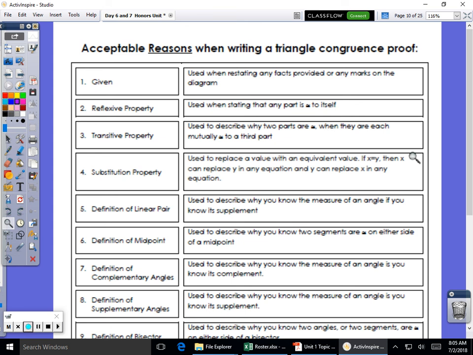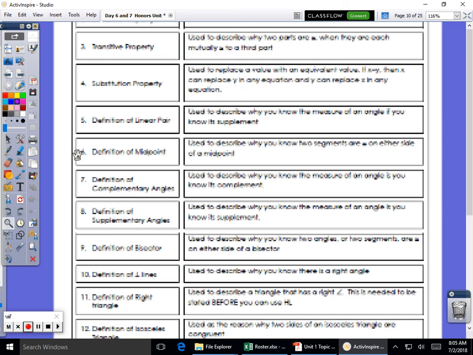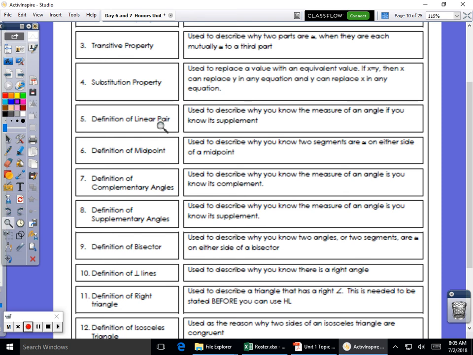This is just a list of all the different properties that we could use. Reflexive property, when something is equal to itself. Transitive property, this is equal to that is equal to that, so this must equal that. All right, substitution property, definition of a linear pair. So if I know there's a straight line, and there's two angles that form that line, I know that they're going to sum to 180 because they're a linear pair.